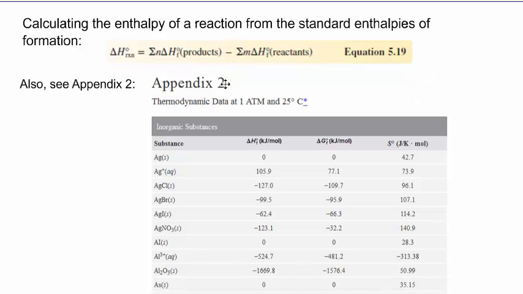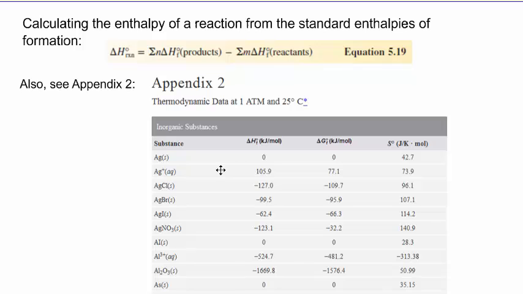So Appendix 2 in your textbook, at the very end of your textbook, gives, for inorganic substances and organic substances, the standard enthalpy of formation, which is the first column here. And this is more or less in alphabetical order of the first element present. And we're looking at the standard enthalpy of formation. Don't worry about the second two columns, we're just looking at the first column for now.